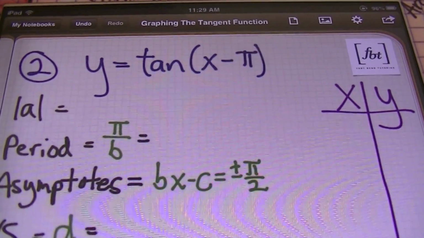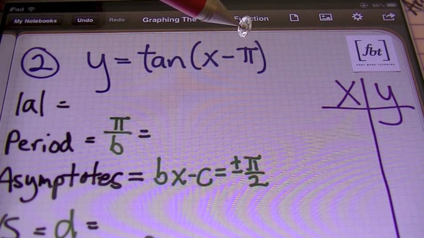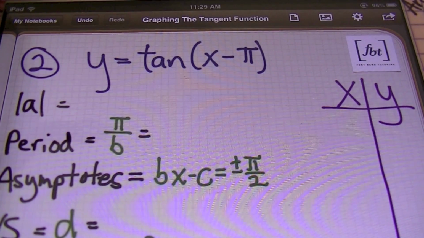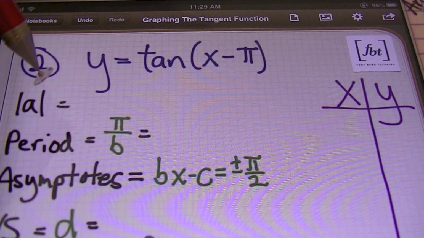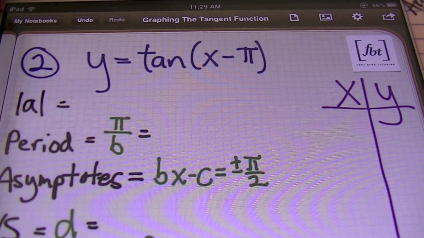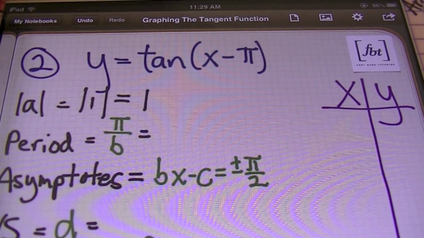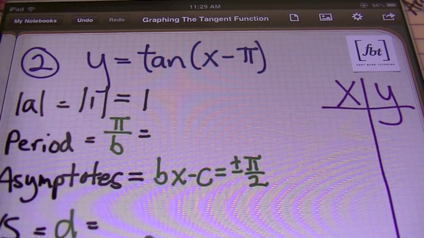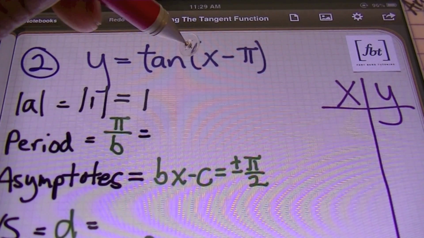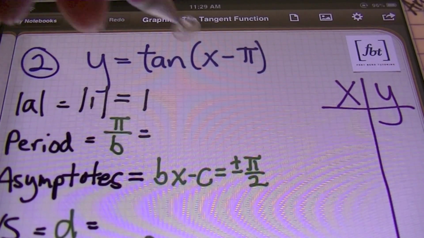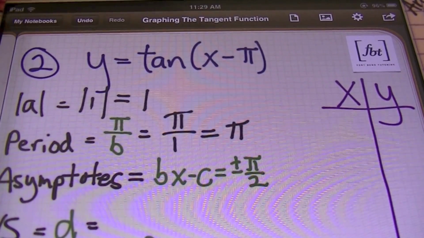Okay, here we are. Let's straighten this out. There we go. All right, I have y equals tan of x minus pi. So here, ladies and gentlemen, once again, we'll start with the absolute value of a. Our a value in this function is 1. So I'm going to have the absolute value of 1 equals 1. That's it. Moving on to the period. Remember, the period is going to be pi divided by b. Your b value is always the coefficient of your x term. So in this case, I'll have pi over 1, which just gives me a value of pi.